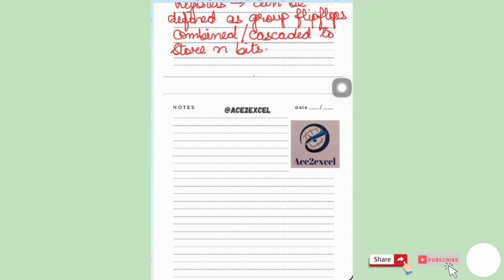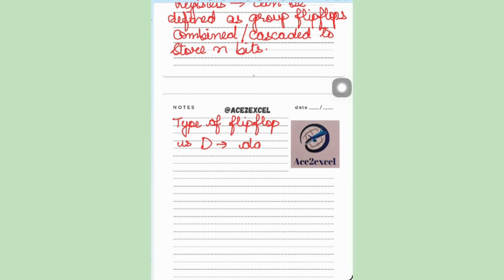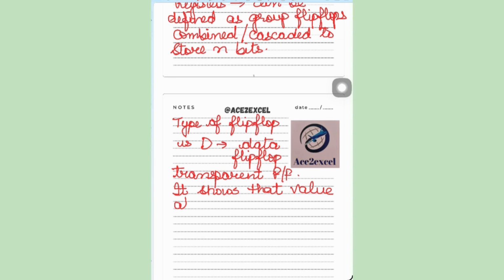Now, when we say flip-flop, the type of flip-flop which we use in a register is the D flip-flop, known as the data flip-flop. It has another name, transparent flip-flop. It shows that value at output which is available at input.